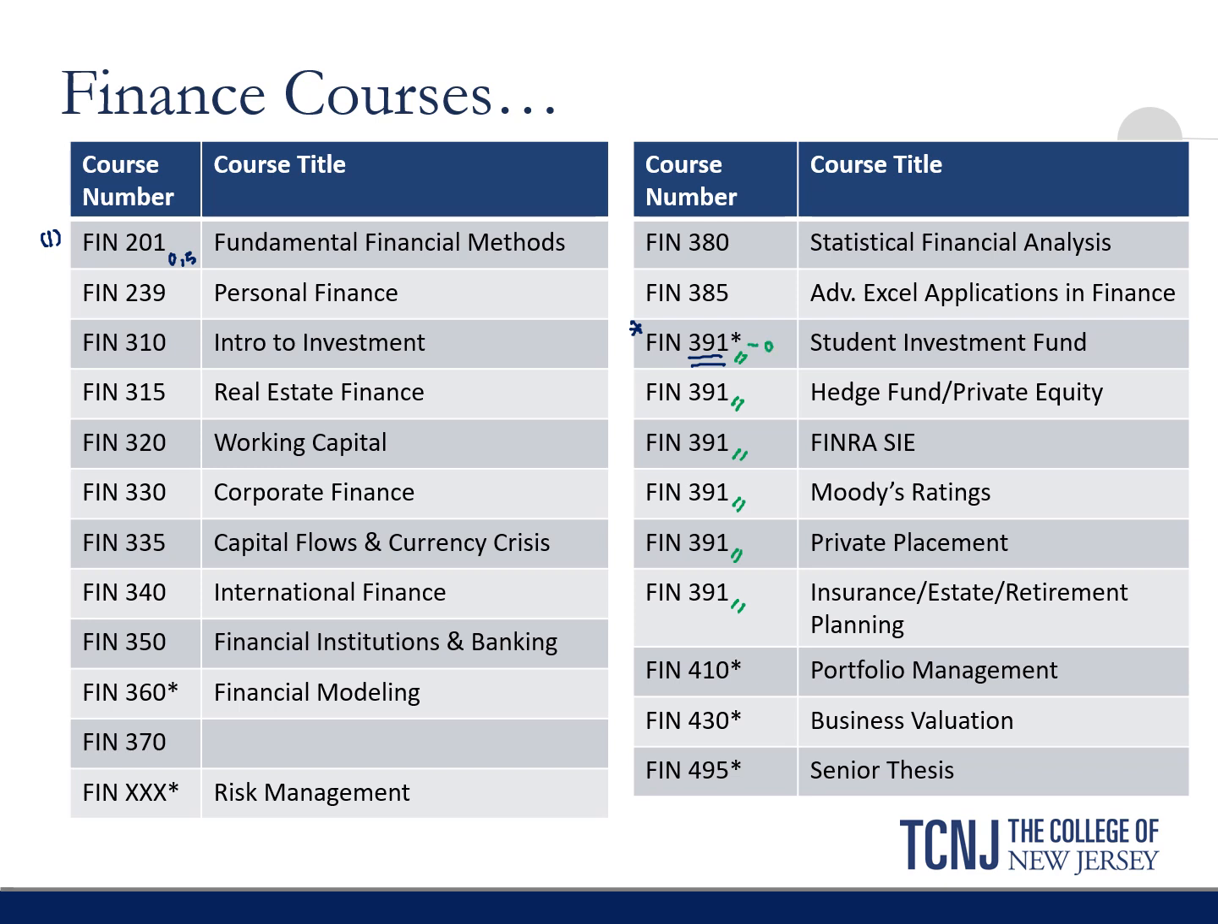Section 1, most of the time, not always, but most of the time, is Student Investment Fund. This course has a prerequisite of Finance 310, which is Investment Management, simply because this is a true fund that students are running. We also have other 391 sections that start with the hedge fund and private equity, FINRA SIE exam prep course, Moody's ratings, private placement, and also the other courses that support our wealth management and financial planning minor. That includes insurance planning, estate planning, and retirement planning.